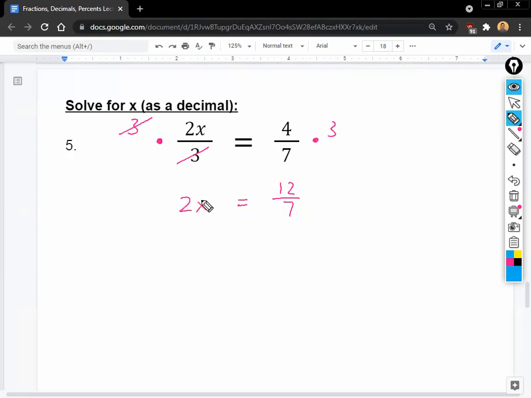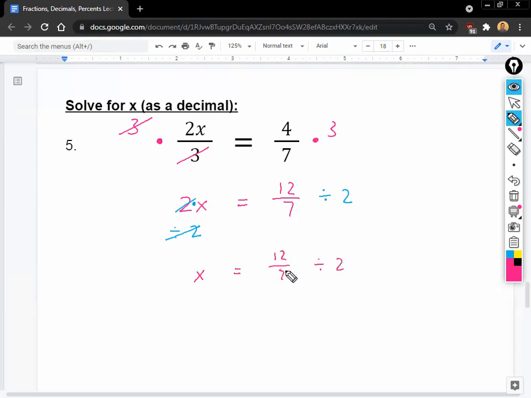Alrighty, so it looks like we have 2x on the left side. If we have 2x, what are the 2 and the x doing with each other? Are they adding, subtracting? Yeah, they're multiplied, right? If you have 2x, it means it's being multiplied. So if I want to get rid of the 2 on the left side, what do I have to do? Yeah, I need to divide by 2. That way the 2's can cancel out. Then I would have to divide by 2 here as well. Which means on the left side, I'll have x, and then you'll have 12 over 7 divided by 2.